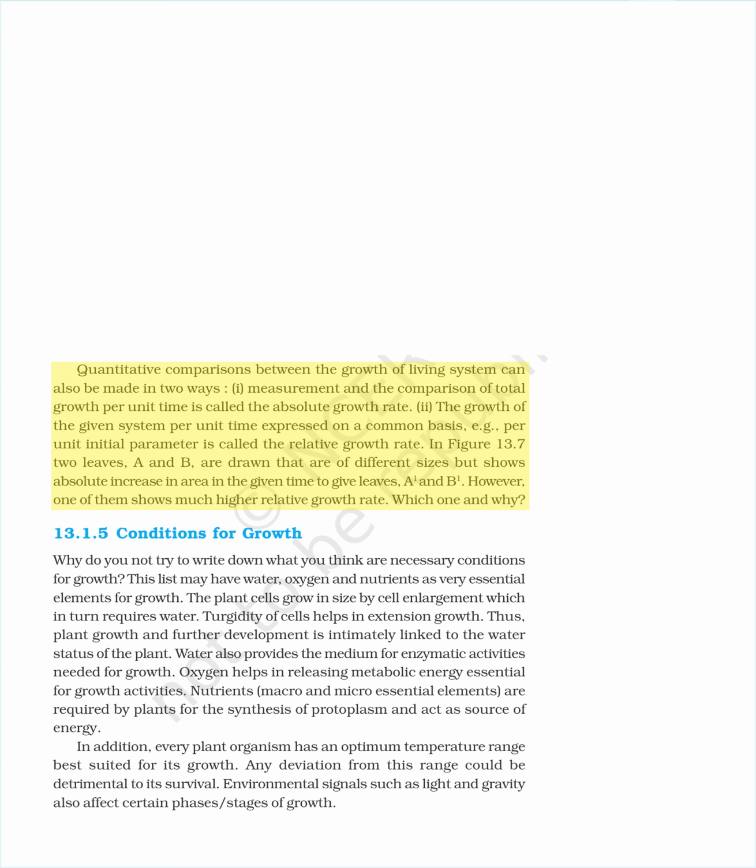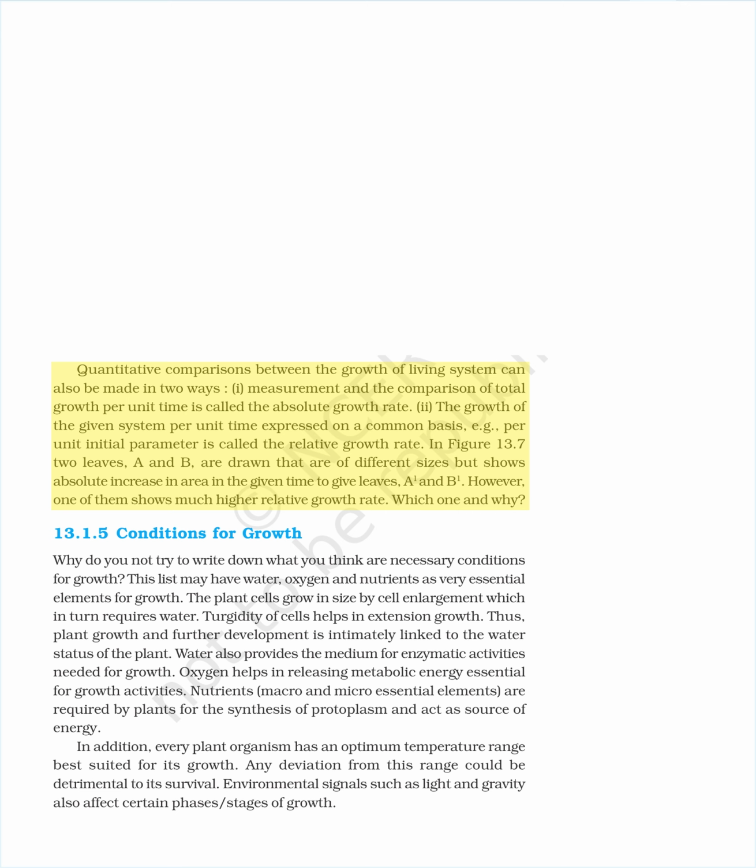Quantitative comparisons between the growth of living system can also be made in two ways. 1. Measurement and the comparison of total growth per unit time is called the absolute growth rate. 2. The growth of the given system per unit time expressed on a common basis, e.g., per unit initial parameter, is called the relative growth rate.